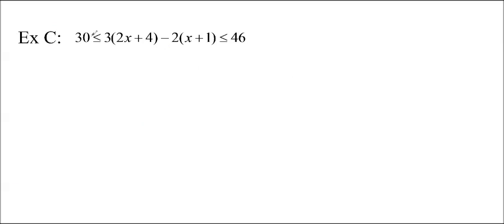Example C. In this case, I've actually got 2 sections, and I'm going to do it in 2 sections. You have to do everything to all 3 of these parts. But the first thing I'm going to do is simplify the middle. So let's do that. 30 is less than or equal to 6x plus 12. Don't forget to use the distributive property. And we're multiplying by negative 2 here, so negative 2x minus 2 is less than or equal to 46.